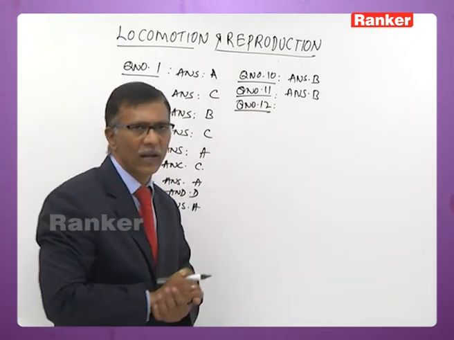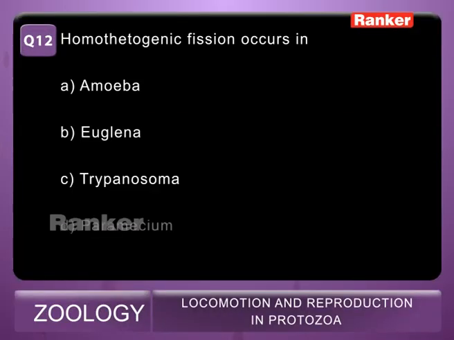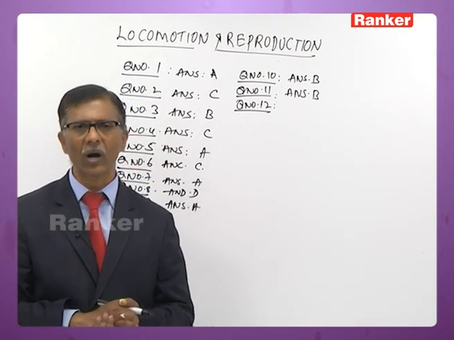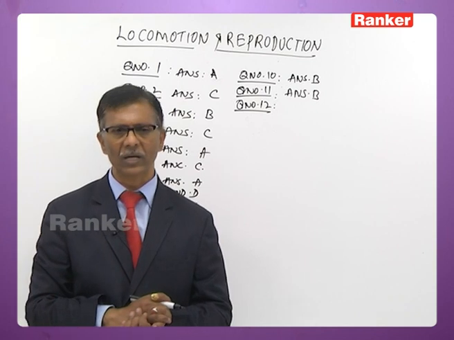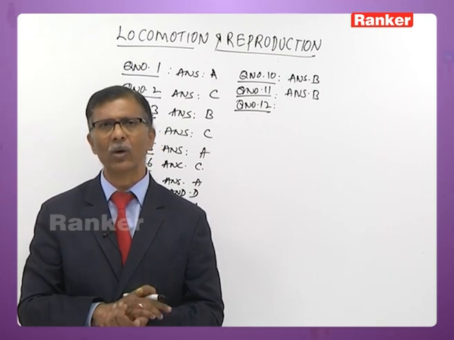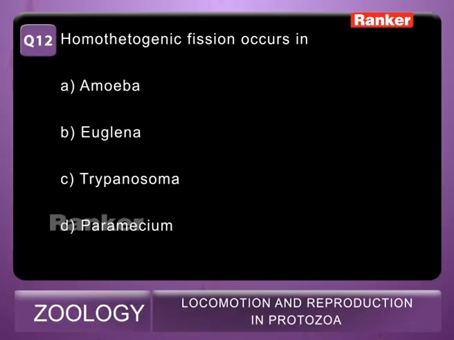Now question number 12, homothetogenic binary fission occurs in A. amoeba, B. euglena, C. trypanosoma, D. paramecium. Now transverse binary fission that takes place in ciliates is also called homothetogenic binary fission. So among these options, paramecium is the correct answer because paramecium belongs to ciliata. Question number 12, correct answer is D.